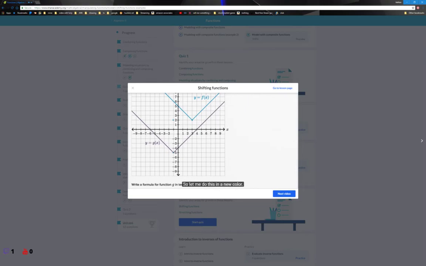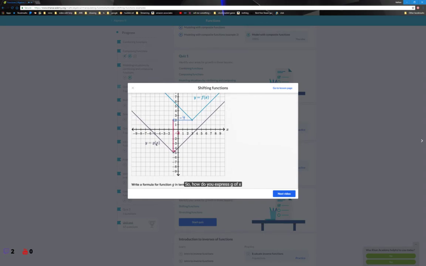So let me do this in a new color. I would want to shift to the left by 4. So we have shifted to the left by 4, or you could say we shifted by -4. Either way, you could think about it. And then we need to shift down. We need to go from y equals 2 to y equals -5. So let's shift down by 7, or you could say we have a -7 shift.